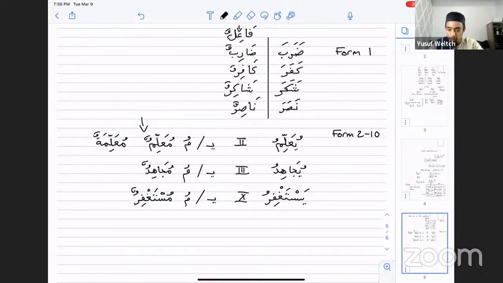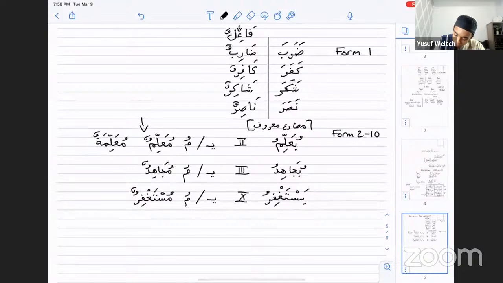Mustaghfiratani. Good. Right, or tani. So forms 2 to 10 are all the same. They are made out of the mudari' ma'ruf. Right, the mudari' ma'ruf. Who can recall what ma'ruf is?